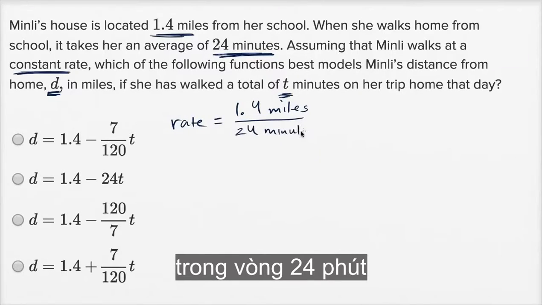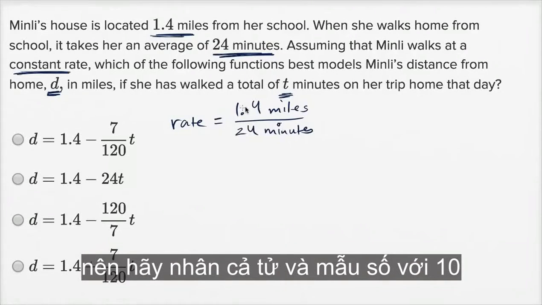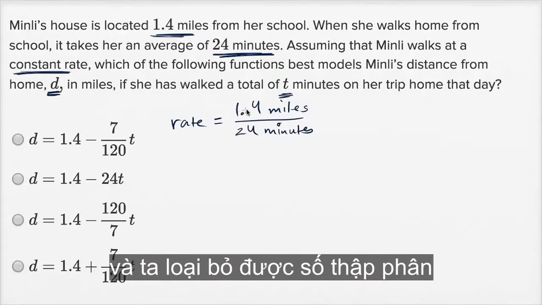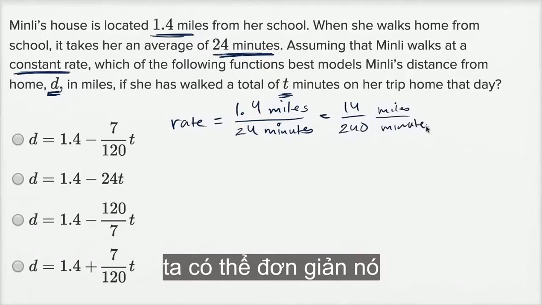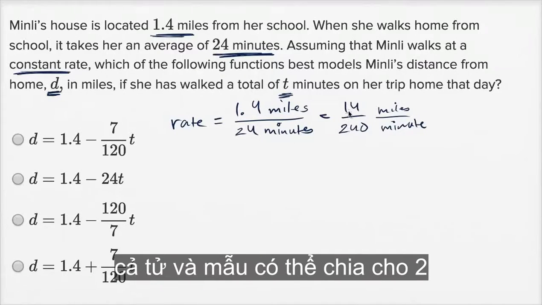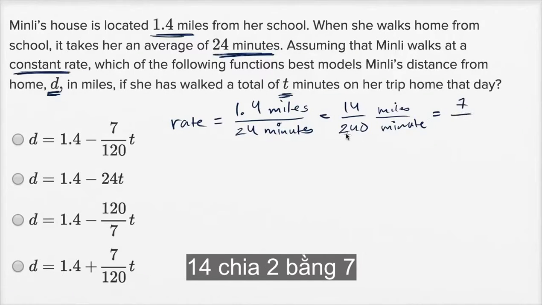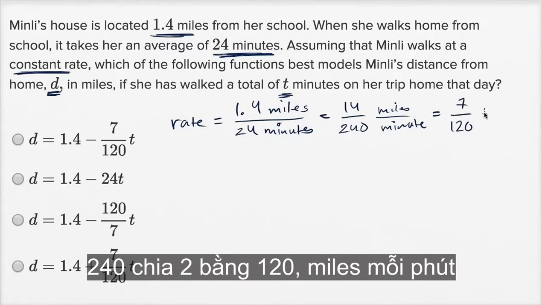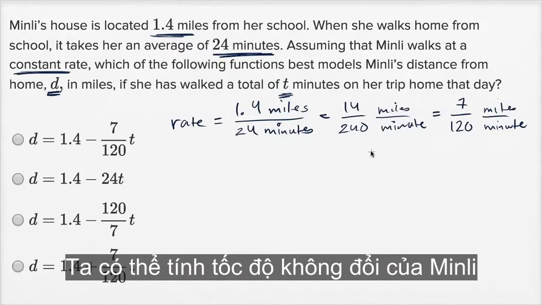Well, this isn't a pretty fraction with the decimal in the numerator, so let's multiply the numerator and the denominator by 10 so that we get rid of this decimal. So that's going to be equal to 14 over 240 miles per minute. And then we can further simplify that. The numerator and the denominator are both divisible by 2. So 14 divided by 2 is 7, 240 divided by 2 is 120, so 7/120 miles per minute. So we were able to figure out Minley's constant rate.